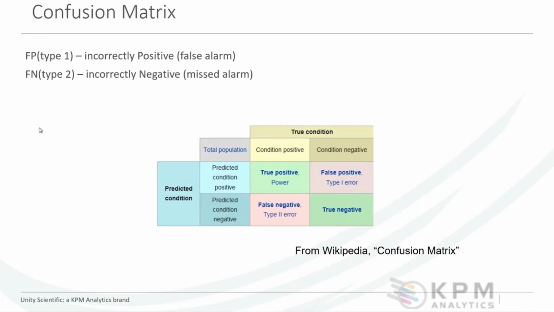The confusion matrix looks like this. So we've got a predicted condition and our true condition. So this is the actual condition. So if the condition is positive and we predicted it positive, we've got a true positive. Those are great. The condition is negative, we predicted it negative, we've got our true negative. Those are the results we want. The errors that we want to look for are false positives. So we predicted it positive, but it was in fact negative, or false negative, where we predicted it negative, it was in fact positive. These are type 1 and type 2 errors.